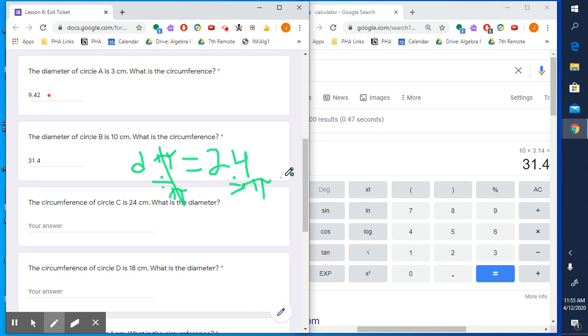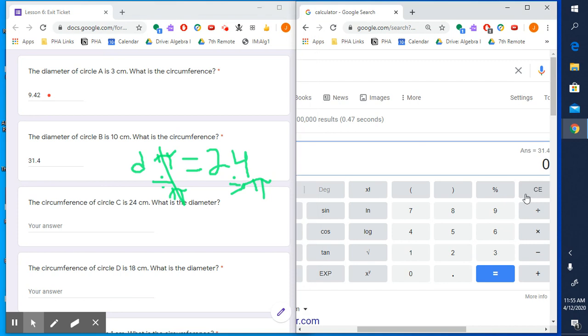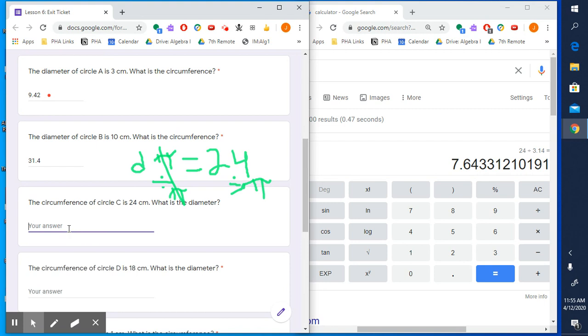Again, super messy, but what are you going to do? So we're using 3.14 for pi, so we're going to clear this again and do 24 divided by 3.14. I get 7.64331, and so on. I'm going to round to the 100th place. It's usually what I do. So I'm going to get 7.64 centimeters.